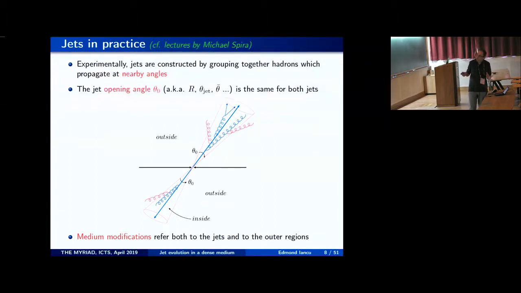The outside part of the jet may have radiation, like I showed here, but what's called the jet is typically the inner side of the jet. And the modification due to the medium interactions can refer both to the distribution of radiation inside the jet and outside the jet. So I will have both kinds of effects in what follows. That's why I want to emphasize that.